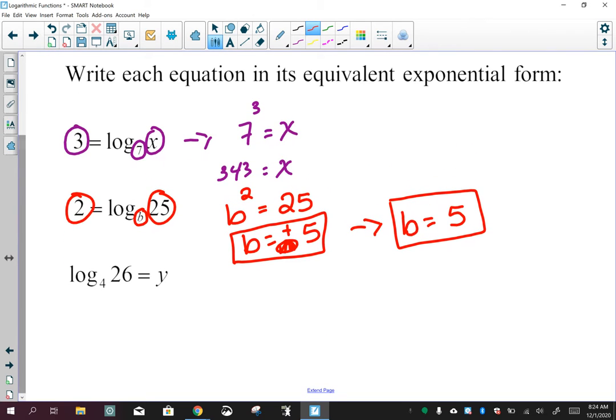So take a few seconds, pause the video, and see if you can come up with a way to rewrite this next one here. Okay? Ready and pause. All right, welcome back. Let's see how we did. So if you did this correctly, you wound up with 4 to the y is equal to 26.